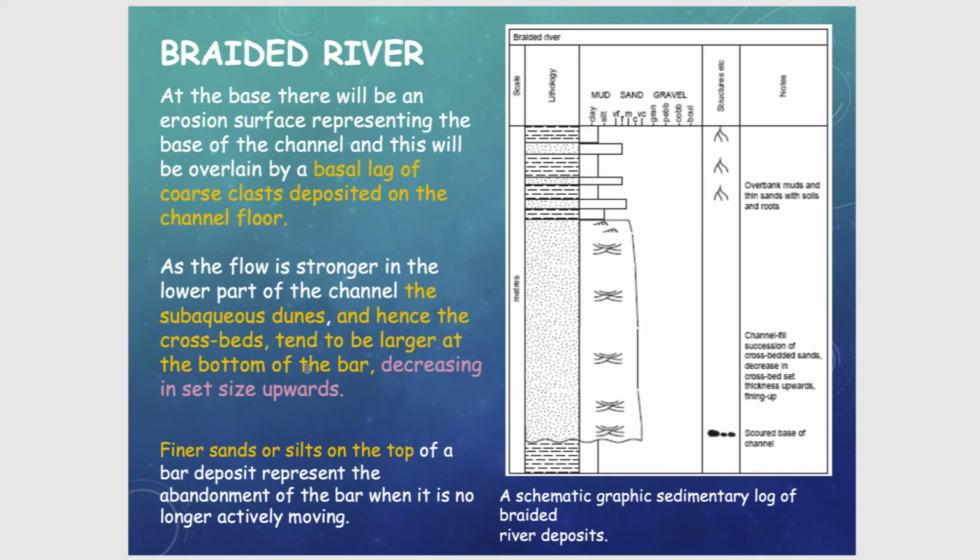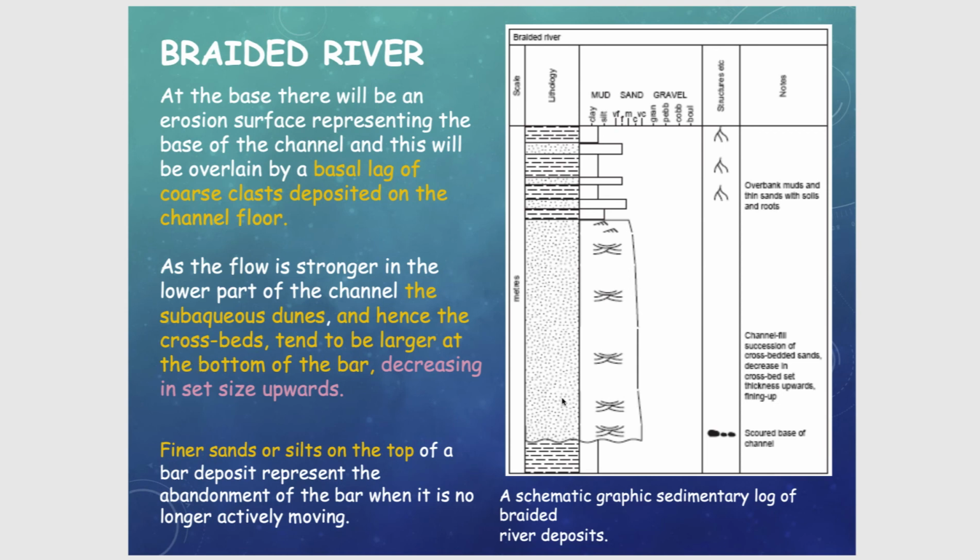So if we review some of this context, at the base there will be an erosional surface which is representing the base of the channel, and this will be overlain by a basal lag of coarse clasts deposited on the channel floor. So this is the coarse fractions that are mentioned. As the flow is stronger in the lower part of the channel, the subaqueous dunes and hence the cross beds tend to be larger at the bottom of the bar.